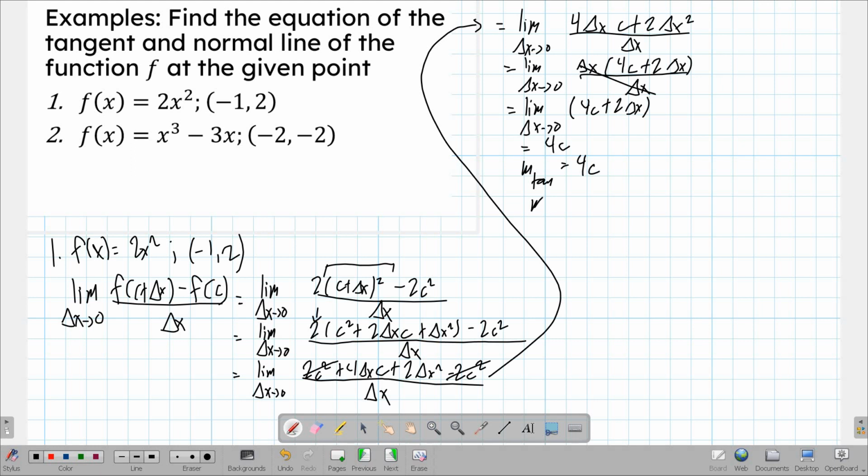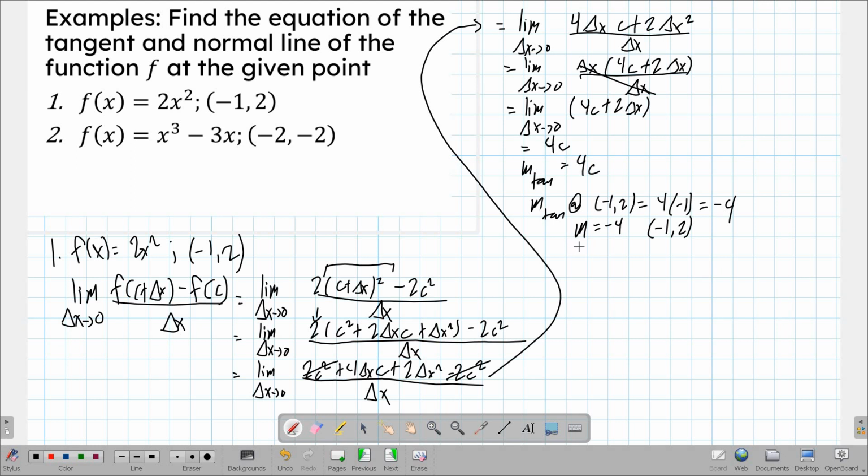So the slope of the tangent line at negative 1, 2 will be given by 4 times negative 1, which is equal to negative 4. So with that, we now have a slope of negative 4 and a point at negative 1, 2. So we can now use the point slope method to find the equation of the tangent line.